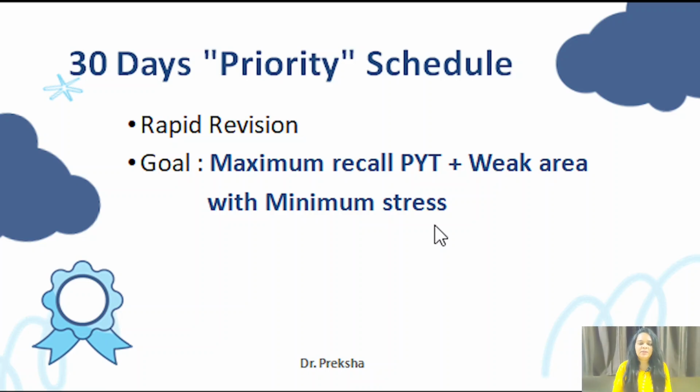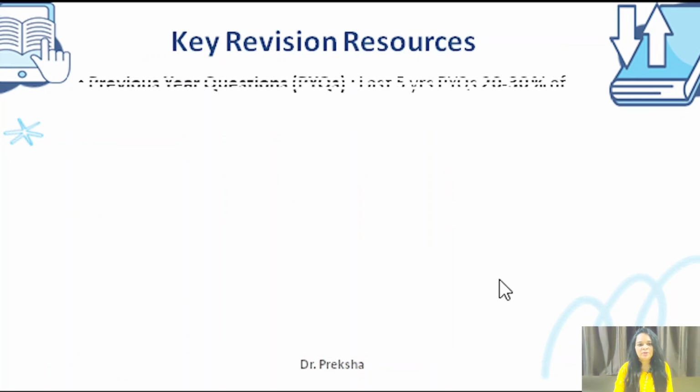So for the last 30 days, the priority schedule includes rapid revision. Now you are already doing rapid revision. Now your goal should be maximum recall of previously asked topics in the exam and identify your weak areas without any stress. So what are your key revision resources?